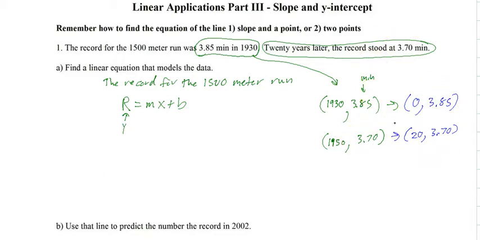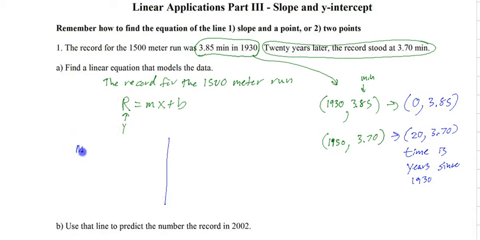So now when we plug in time for here, it's the years since 1930. So if you want to use 1980, well, that's 50 years, so you'd plug in 50. Okay, so that's why this one's 20 and that one's 0. So 1930 is 0 years from 1930. And 1950 is 20 years. So now that we have 2 points, we now just need to find our equation.